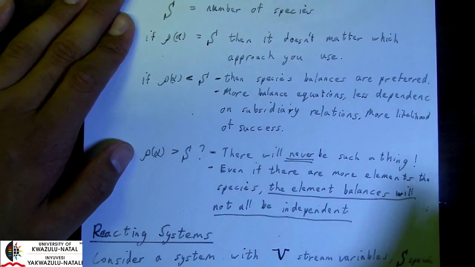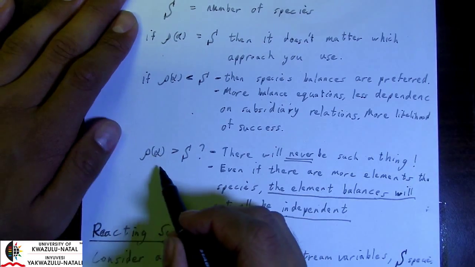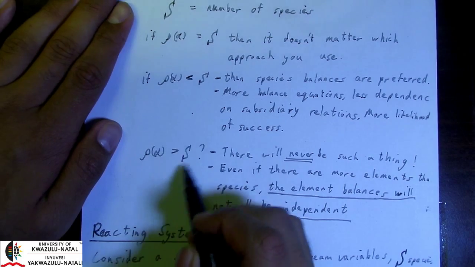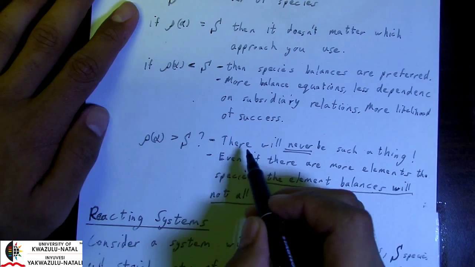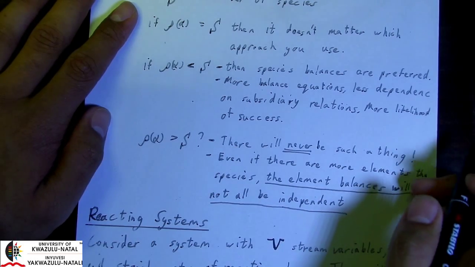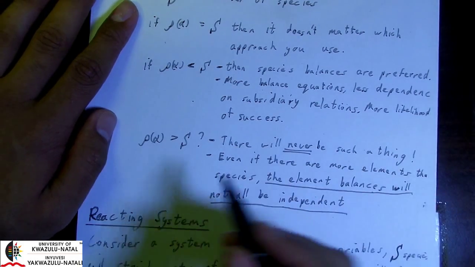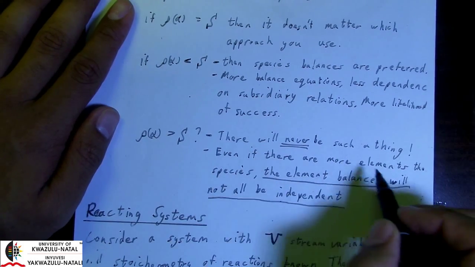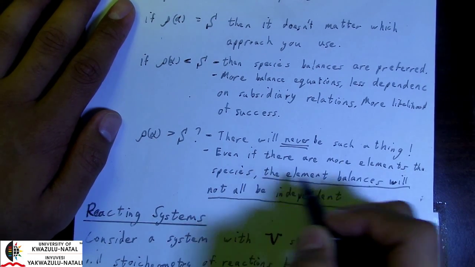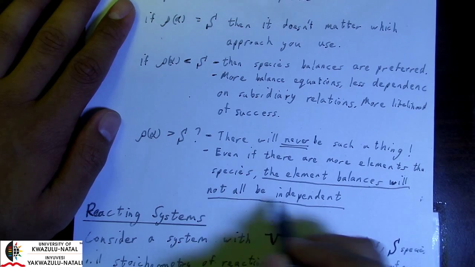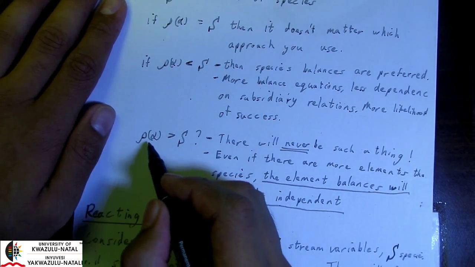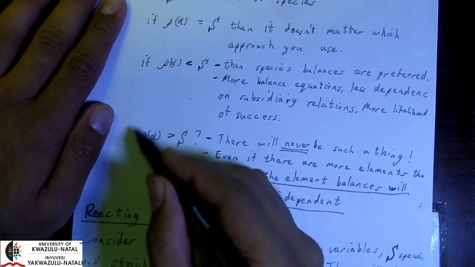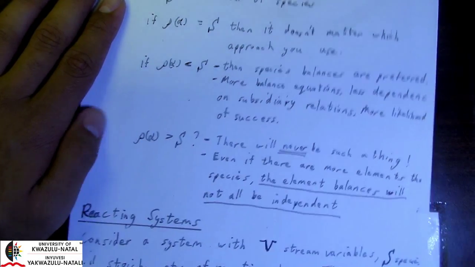What about the case of the number of independent element balances being greater than the number of species? Well, I can tell you that there will never be such a thing. Even if we have a process where there are more elements than species, the actual element balances will not all be independent. So even if we have a larger number of elements than species, the independent element balances will still be very low.